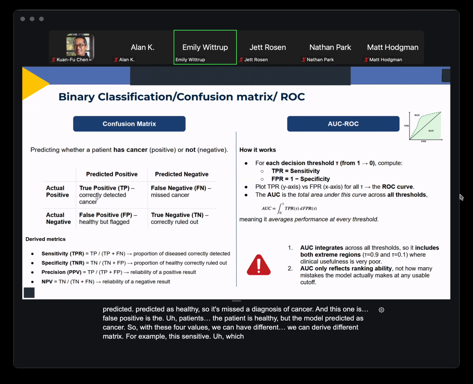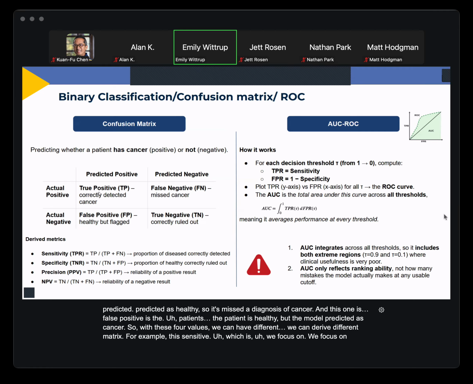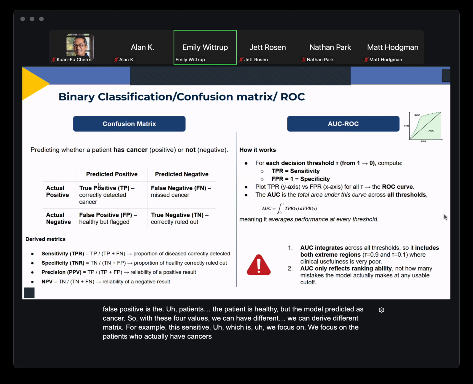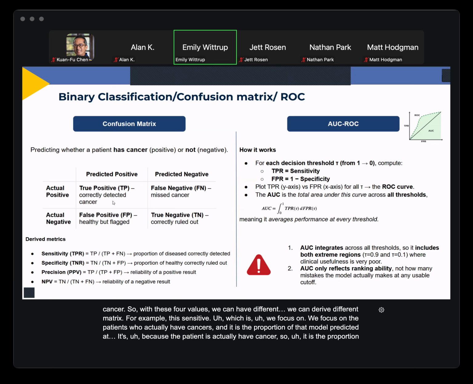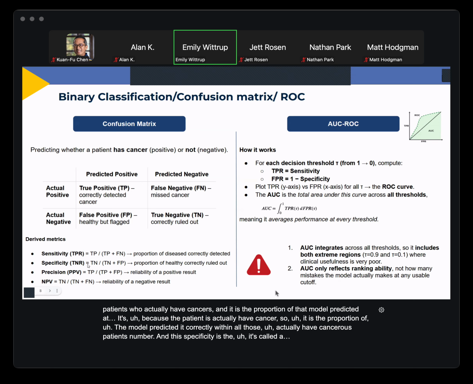Which is, we focus on the patients who actually have cancer. It is the proportion that the model predicted correctly within all those who actually have cancer. And specificity is called the true negative rate.